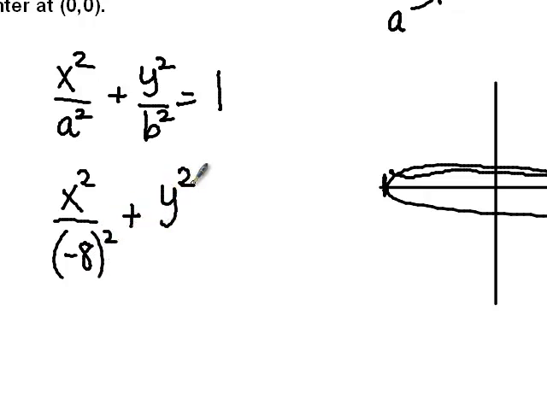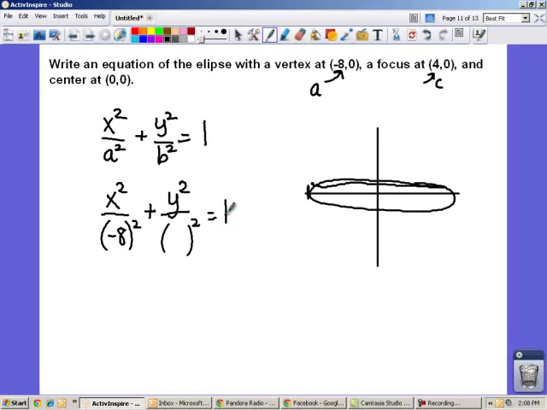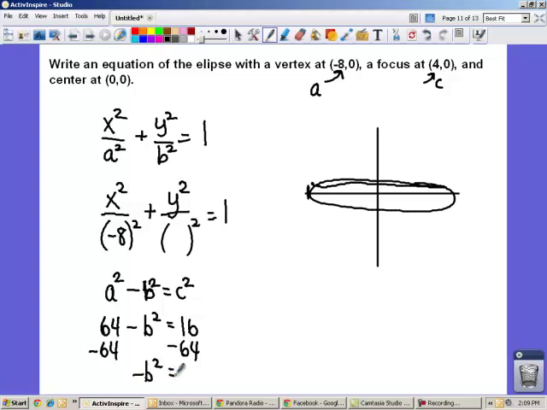And the b we have to find. The way we find the b is by using that equation that we found in the very beginning to get our c squared. So if we have a squared, that's going to be negative 8 squared, which is 64. And we know what our c is, that's 16 once you square it. We can subtract the 64 on both sides, and we get negative 48.